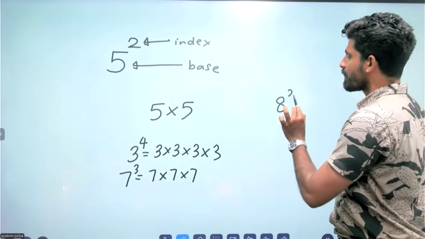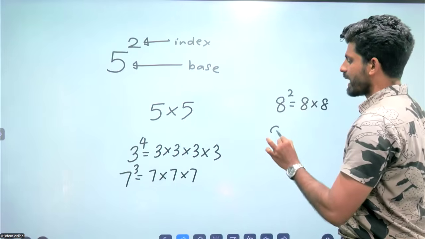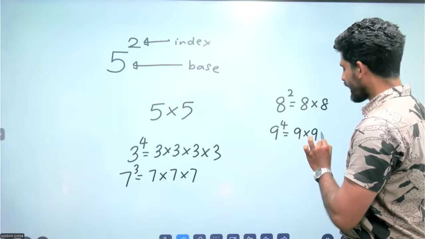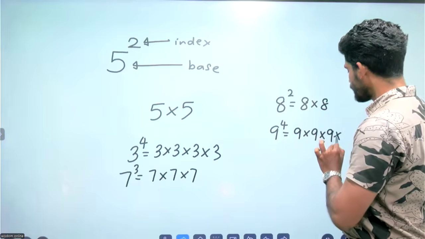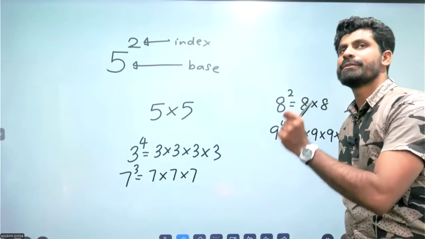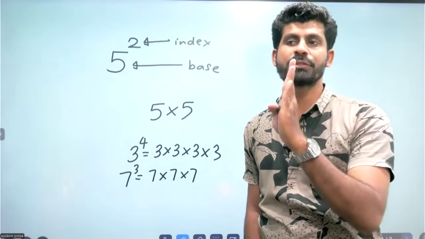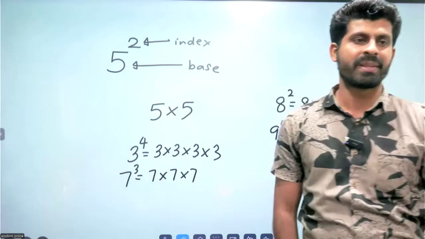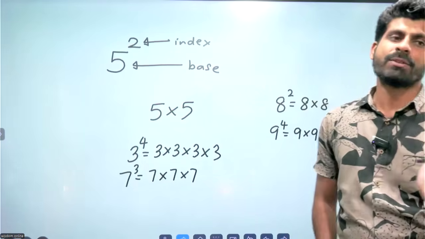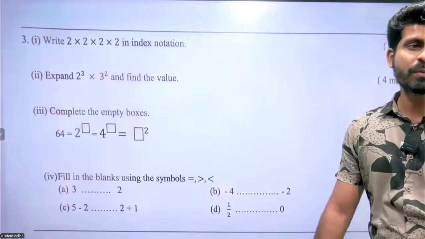8 to the power 2 means 8 into 8. 9 to the power 4 means 9 into 9 into 9 into 9. So likewise we can do. Let's quickly move to the next one.